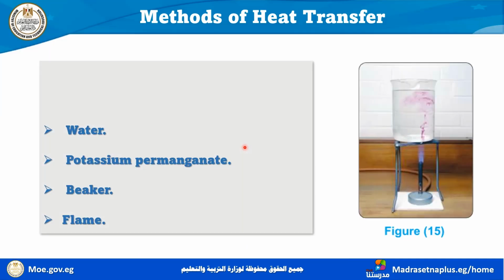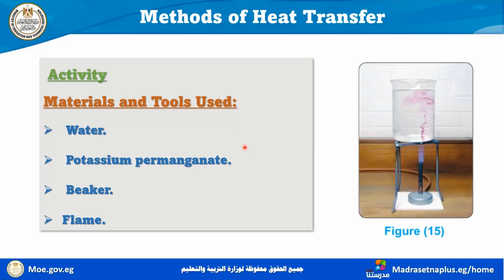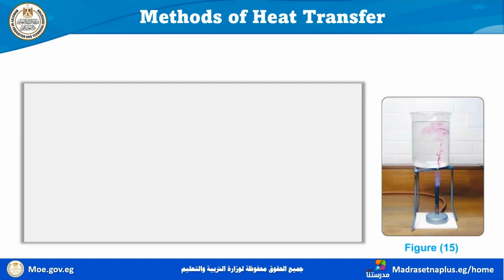Now let's do an activity to explain what is meant by convection currents. We will need in our experiment some materials and tools as follows. We will need some water, potassium permanganate, a beaker, and a flame like here in the figure.